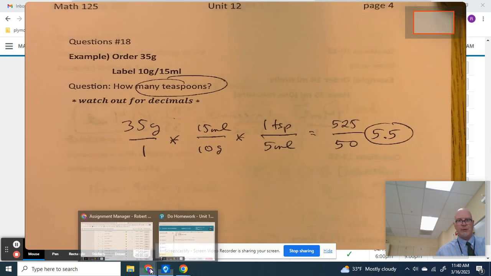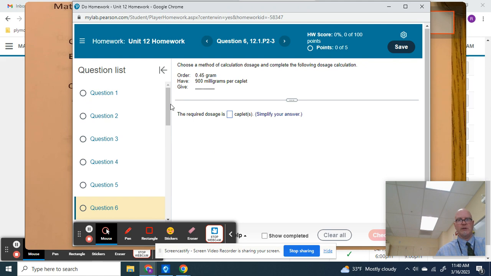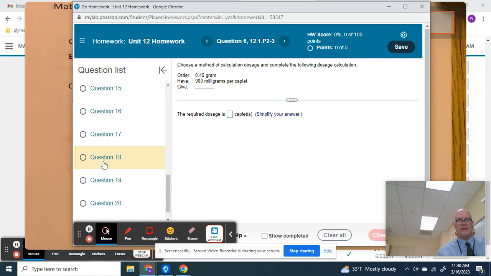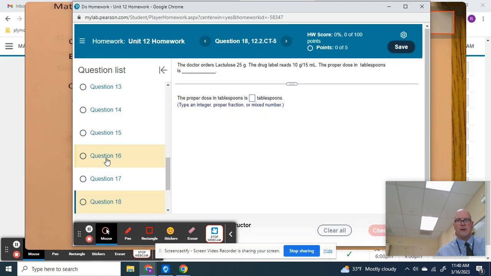So if I show you what's going on in this question in my math lab, one of the things it asks for here, and this question is almost identical to the one I just said, is it asks for an integer, a proper fraction, or a mixed number. It doesn't want a decimal. So just be careful of what you answer these questions to be.